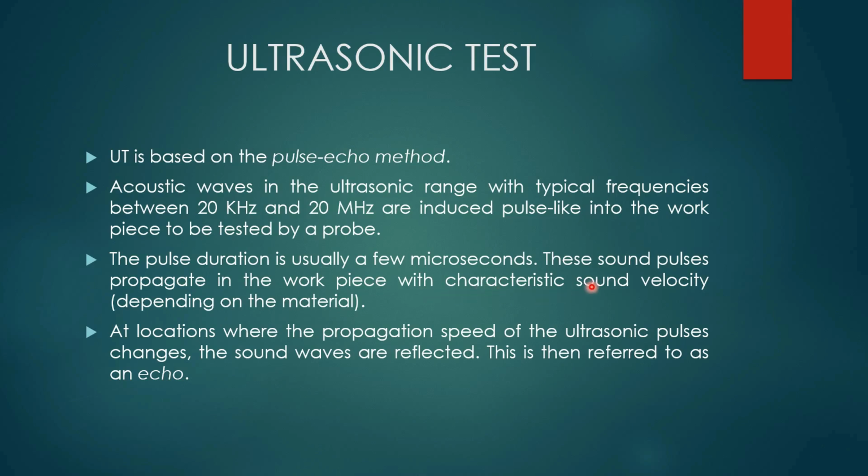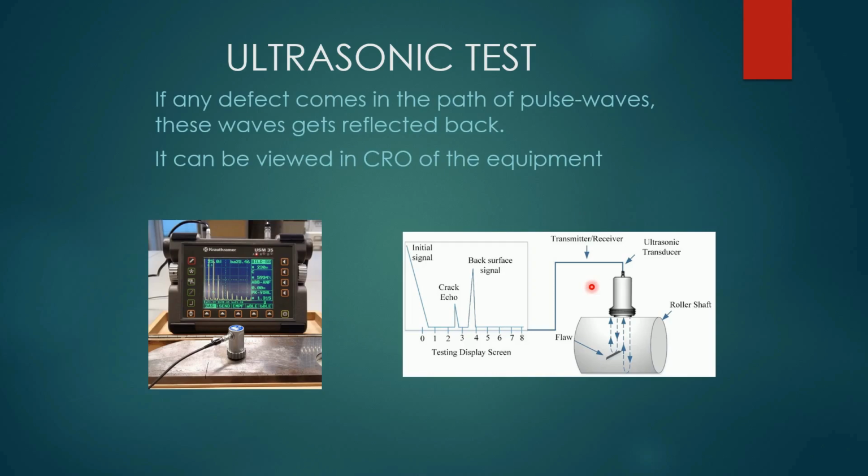So let's go through this particular figure. You can see one object is here, one probe is here, which is used to check the defects. One CRO is there, cathode ray oscilloscope, on which we will see how much amount of crack is there. That means according to the distance covered by this particular wave, we can come to know how much deeper the crack is.